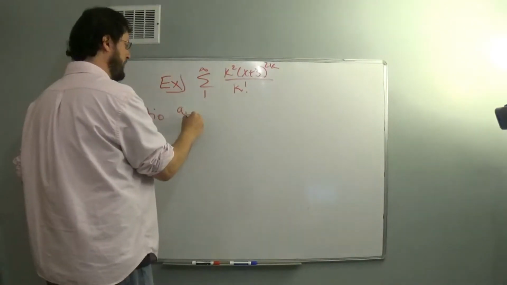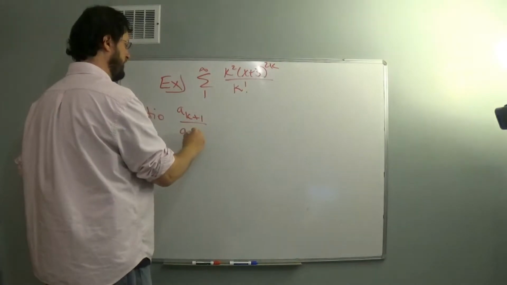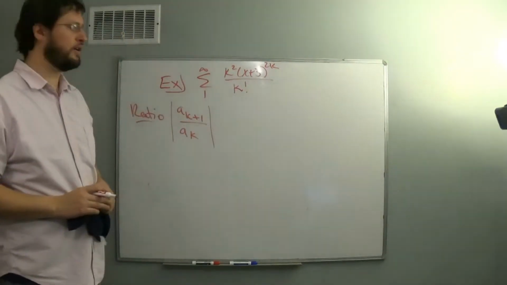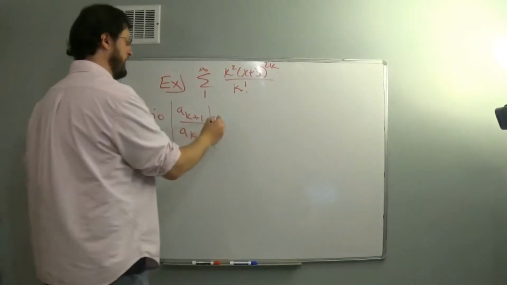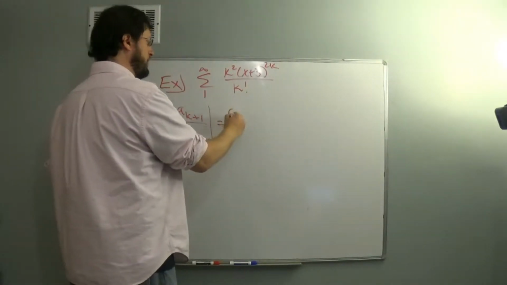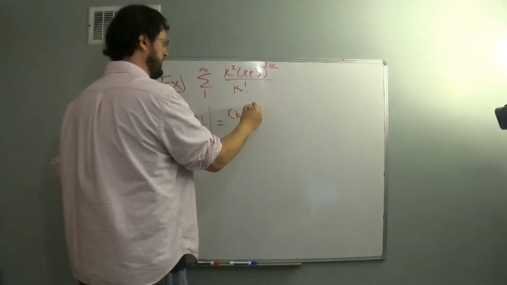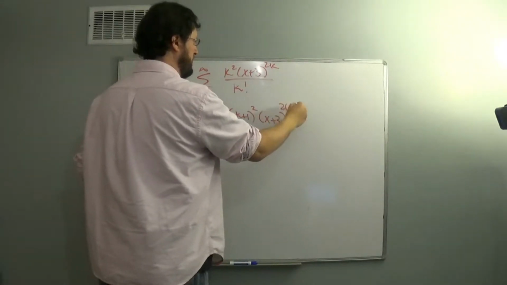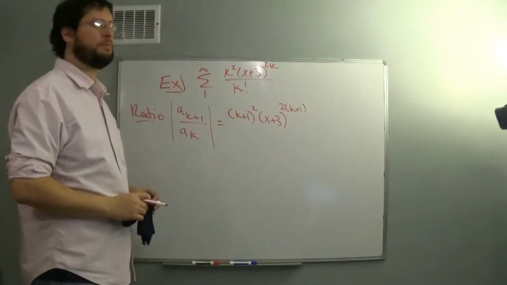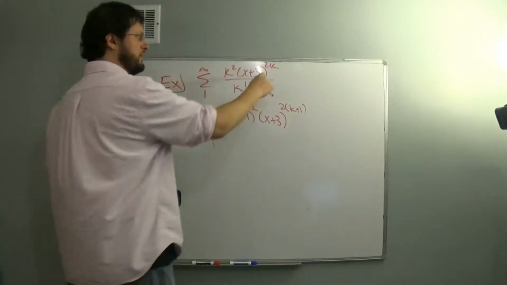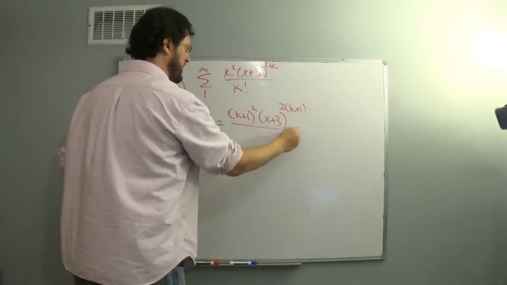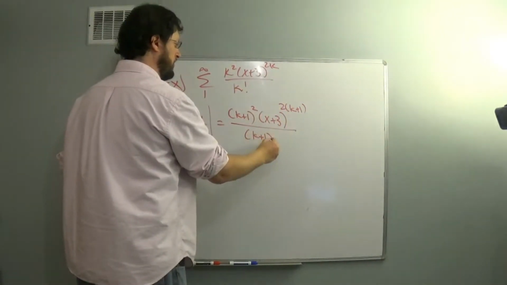So we need a_{k+1} over a_k in absolute value, and then we'll take the limit of that as k goes to infinity. a_{k+1} means plug k plus 1 in for k, so that's (k plus 1) squared, (x plus 3) to the 2k plus 1. Watch your parentheses. It's not 2k plus 1 outside of the parentheses. The whole k becomes k plus 1. That's over (k plus 1) factorial.